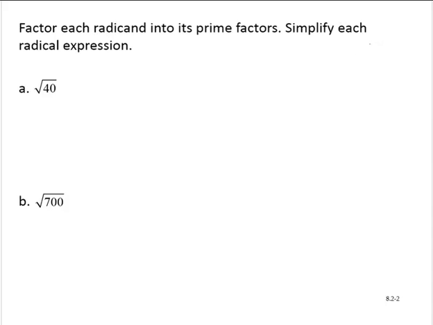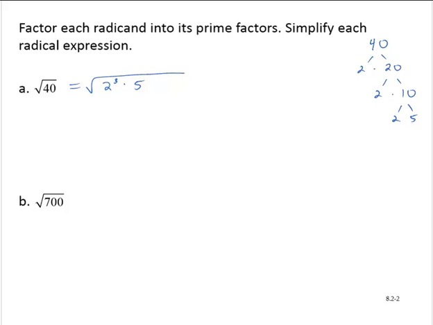Alright, so let's do that side work over here. 40 is 2 times 20. 20 is 2 times 10. 10 is 2 times 5. So there's my prime factorization. So I now have that the square root of 40 is the square root of 2 cubed times 5.